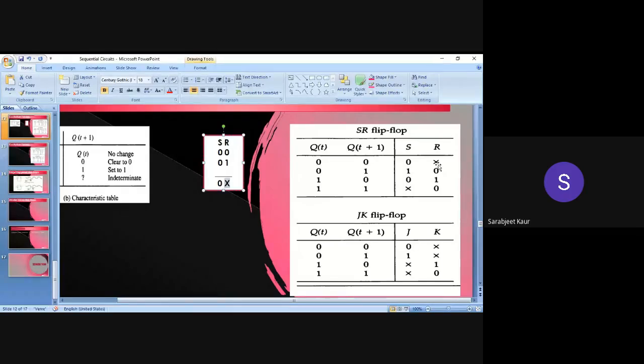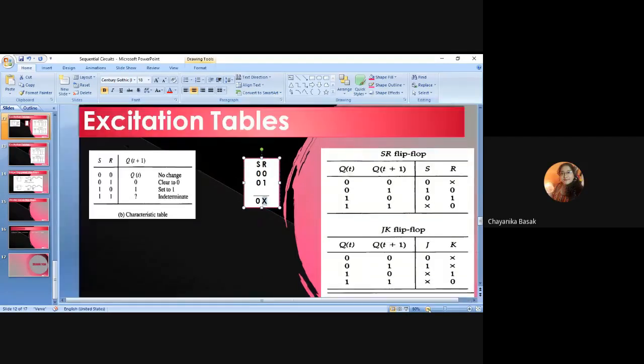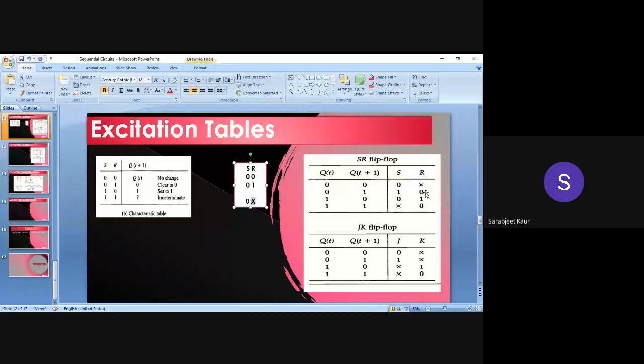That means that you need to give a 0 if the previous output was 0 and the next output that you want is also 0, then it is certain that you need to feed in 0 to the S input. But for the R input, you may feed in whatever you like, either a 0 or a 1. It does not matter. I don't care. So now you have understood the first row of the excitation table, how we have arrived at this input combination? Yes, ma'am. Right. Let us look at the next one now.